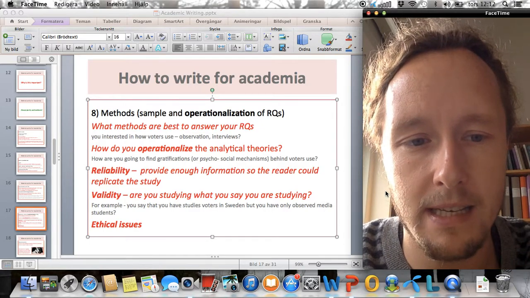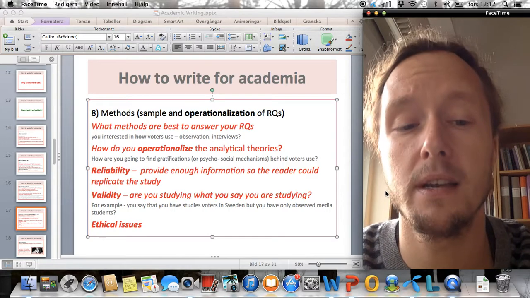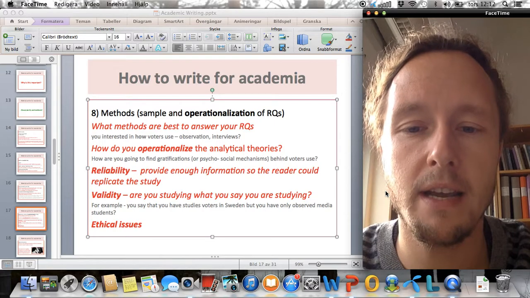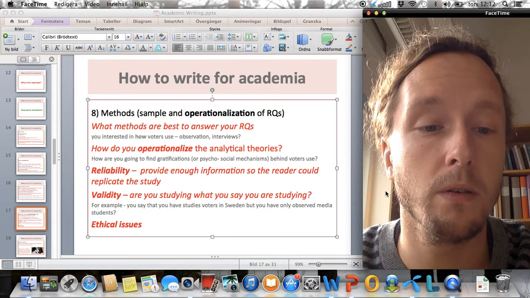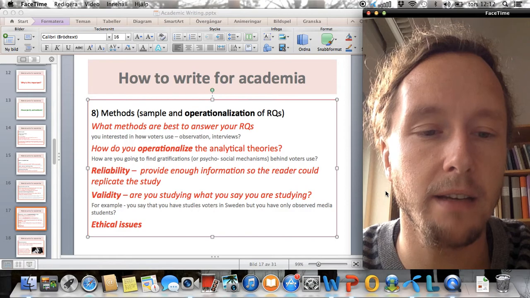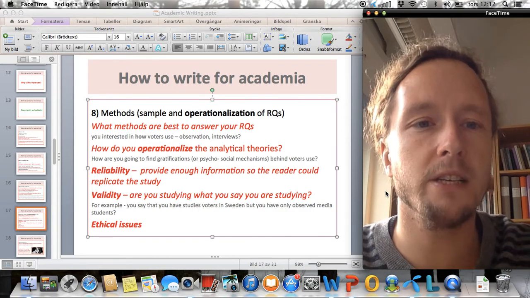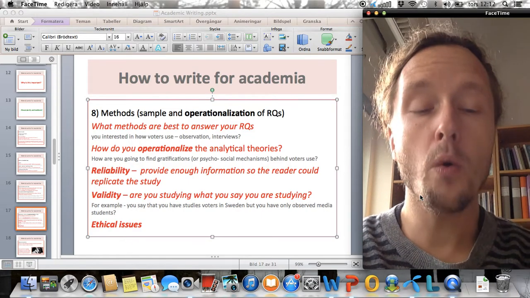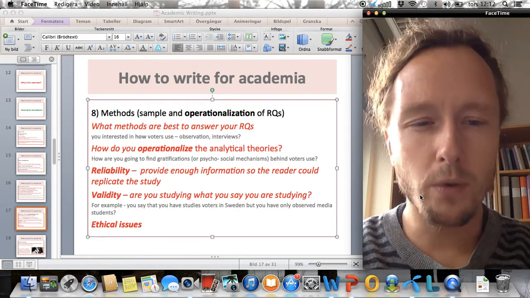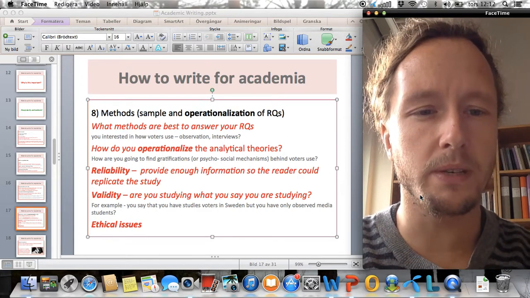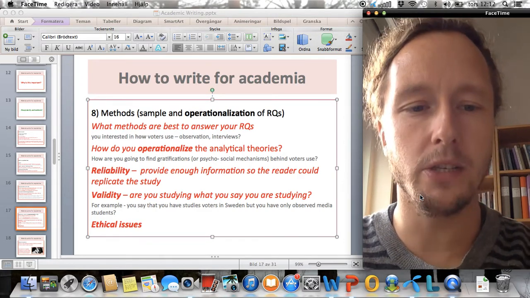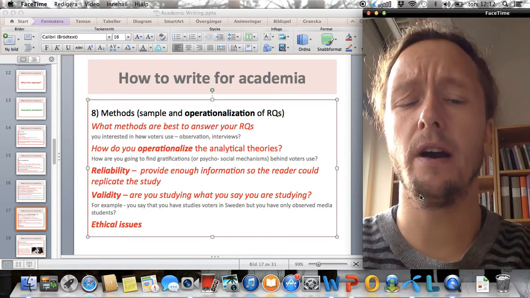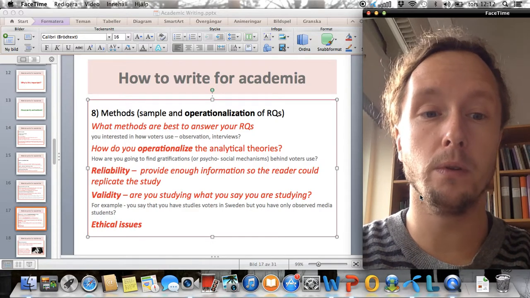Reliability, I often just summarize like this. You should, in the method section, provide enough information so the interested reader could replicate the study. There should be so much information that he or she could actually go and do exactly the same. So how did you do the interviews? How did you do the observation? What did you look for? How many did you? Etc., etc. So you have to be very detailed about your study in order for it to meet criteria of reliability.